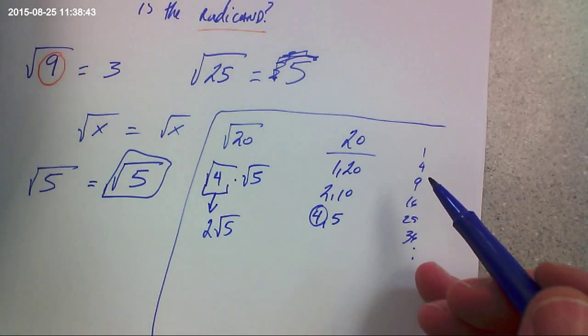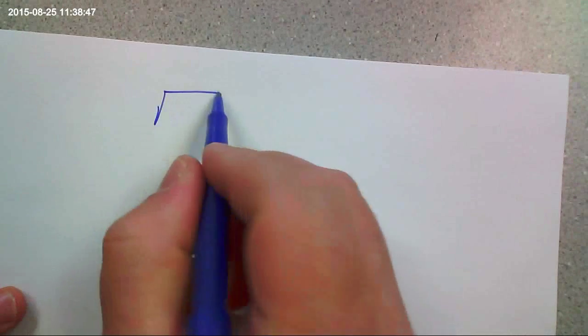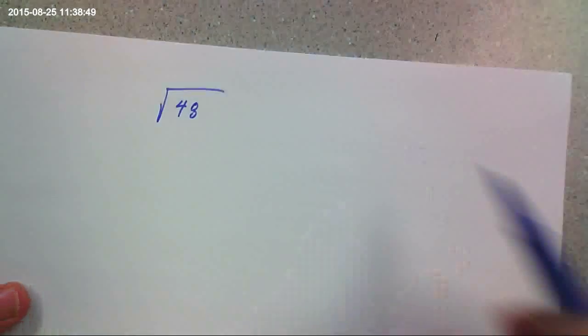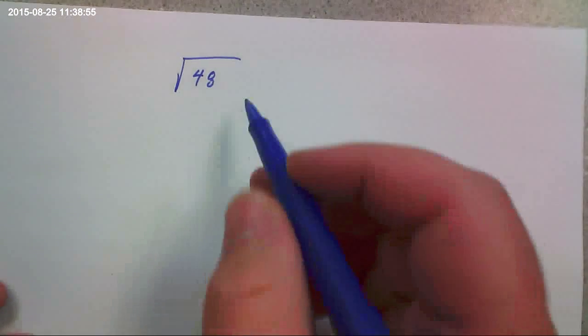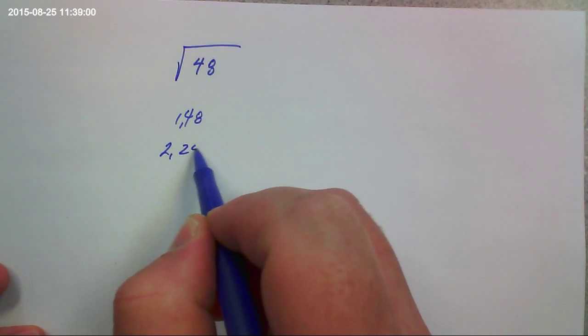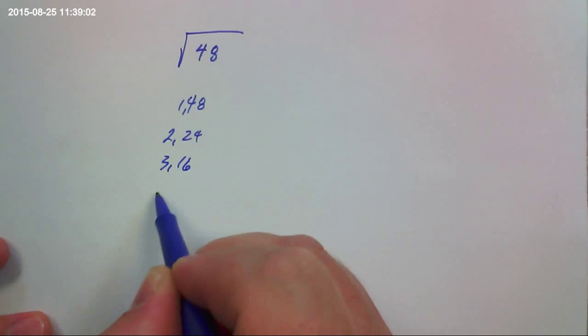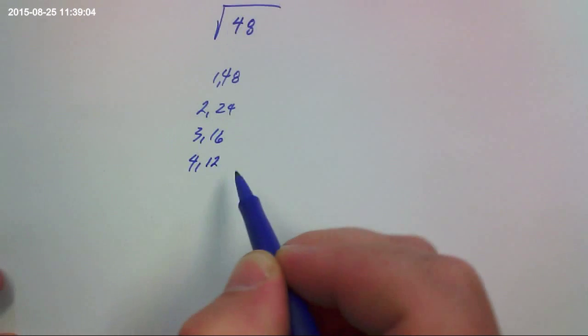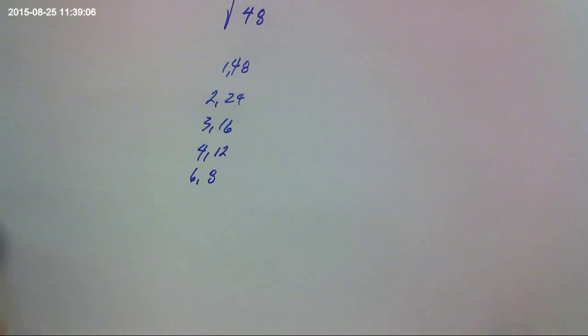Now, people don't usually get too messed up on that, but when there's a number that has more than one perfect square as a factor, that's where it gets a little confusing. The thing is, you got to find the biggest perfect square that's a factor. So like 48, we've got 1 and 48. We've got 2 and 24. We've got 3 and 16. 4 and 12. 6 and 8, and that's it.